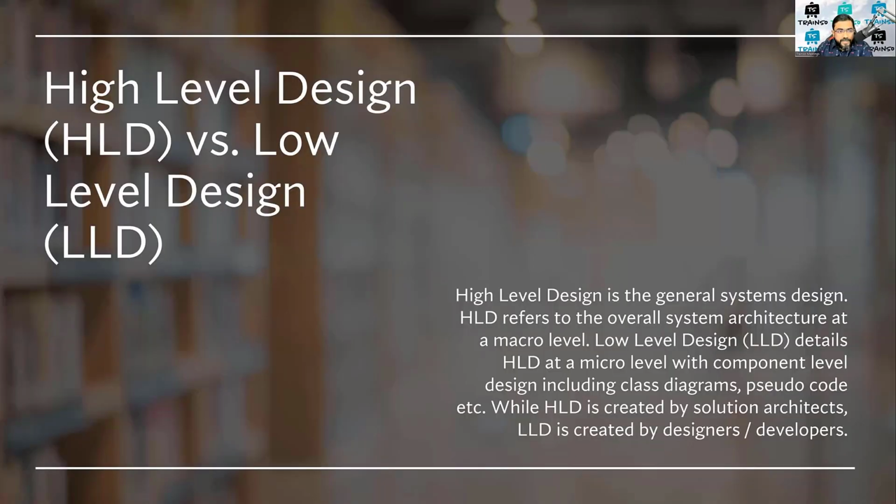High level design versus low level design. High level design is the general systems design. HLD refers to the overall system architecture at a macro level. Low level design details HLD at a micro level with the component level design, including class diagrams, pseudocode, etc. While high level design is created by solutions architects in general, low level design is created by designers or developers.